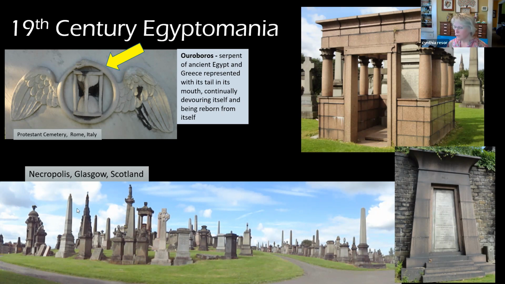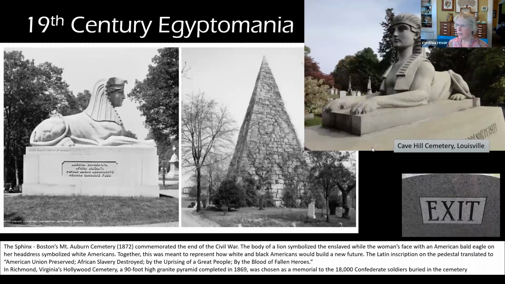This is the necropolis in Scotland, and look at all the obelisks. It's just a forest of obelisks. Here's another one. Both of these are from Scotland. And I find this especially interesting. After the Civil War, both sides, Confederates and the Union, decided to make monuments to soldiers. And the monuments for both sides were Egyptian symbols.